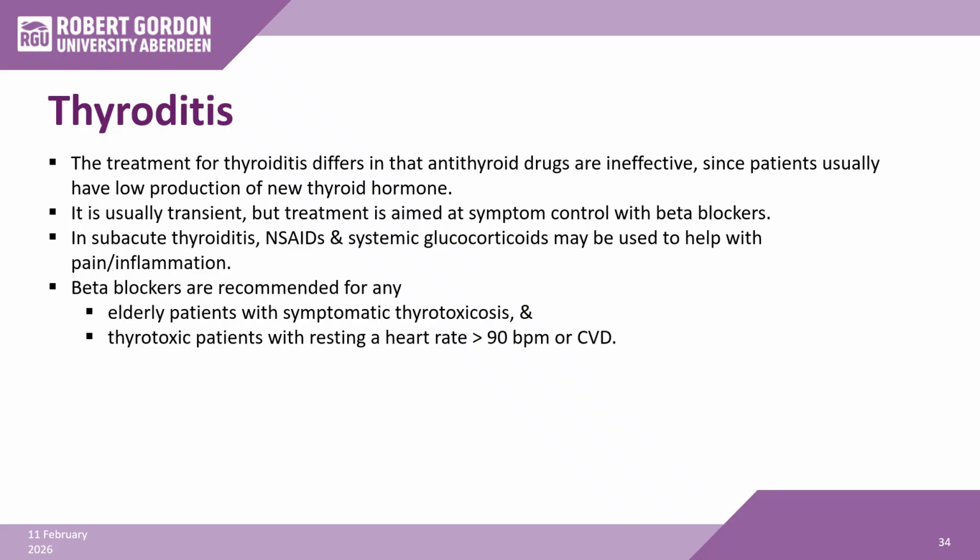And when you have subacute thyroiditis, NSAIDs and systemic glucocorticoids can be used to help the pain and inflammation, because there's an inflammation in the area. And beta blockers are recommended for any elderly patients with symptomatic thyrotoxicosis and any thyrotoxic patients with a resting heart rate of 90 beats per minute or more, or with cardiovascular disease.